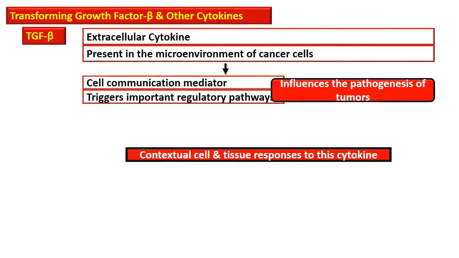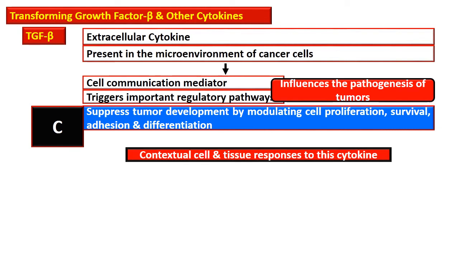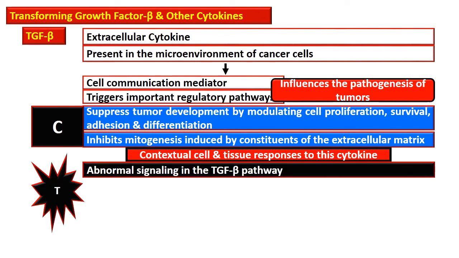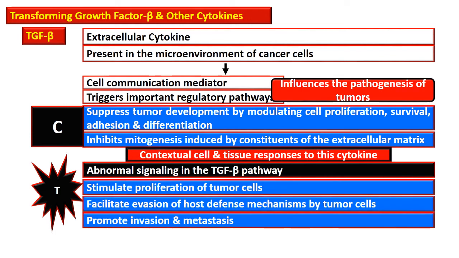The response of this cytokine is contextual. In normal cells, it suppresses tumor development by modulating cell proliferation, survival, adhesion, and differentiation. Also, it inhibits mitogenesis that is induced by constituents of the extracellular matrix, while in tumor cells there is abnormal signaling in transforming growth factor beta, and it stimulates proliferation of tumor cells, facilitates evasion of host defense mechanisms by the tumor cells, and promotes invasion and metastasis.